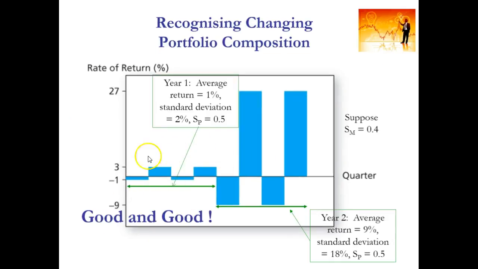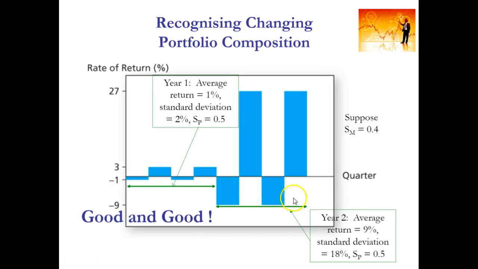Well, what we can do is look at the first year. Across the first year, our average excess return, taking the average of these 4 quarters, was 1% per quarter, and our standard deviation of returns was 2% per quarter. Again, both of those can be calculated using the conventional formulas. So our Sharpe ratio in the first year was 0.5: 1% excess return divided by 2% standard deviation of excess returns.